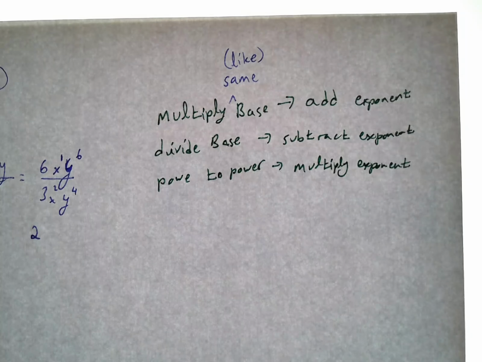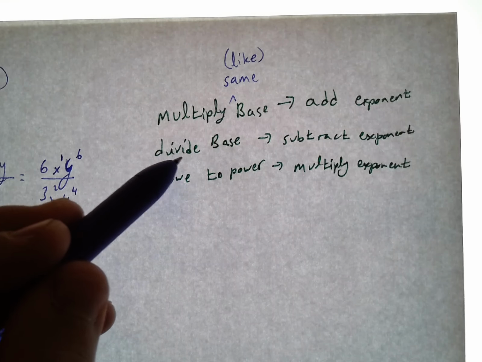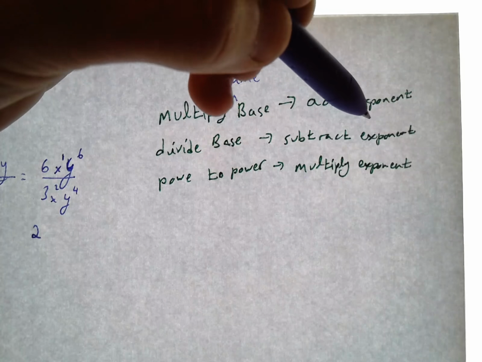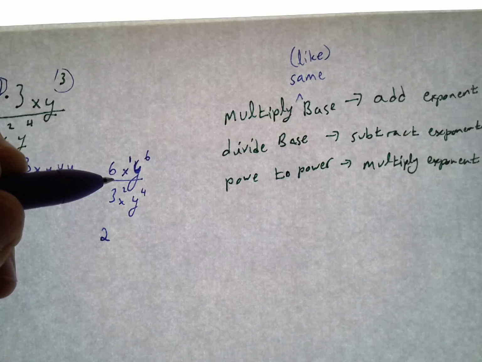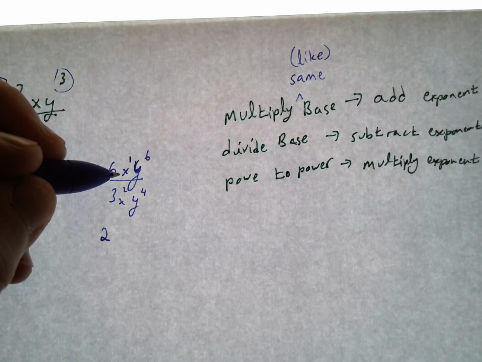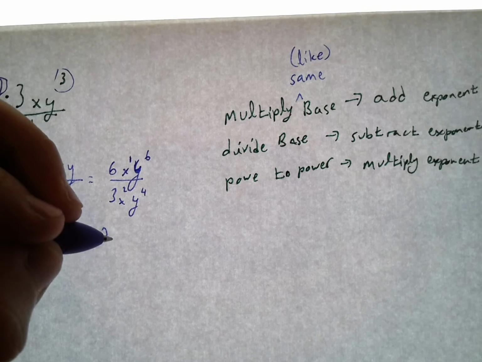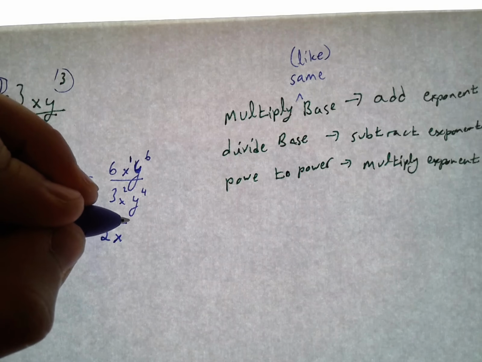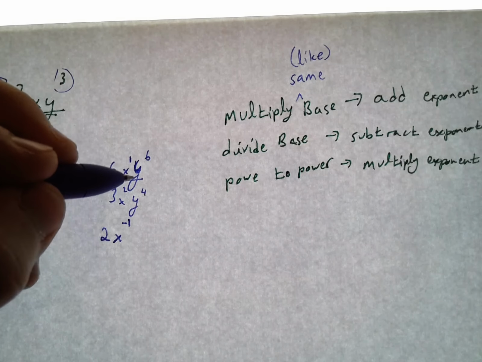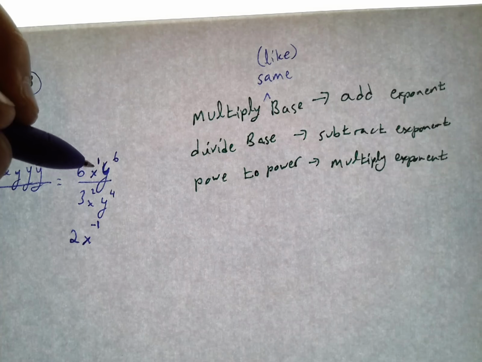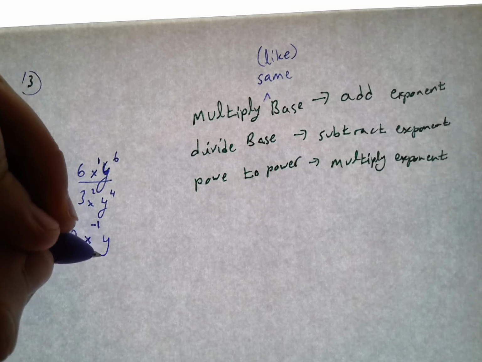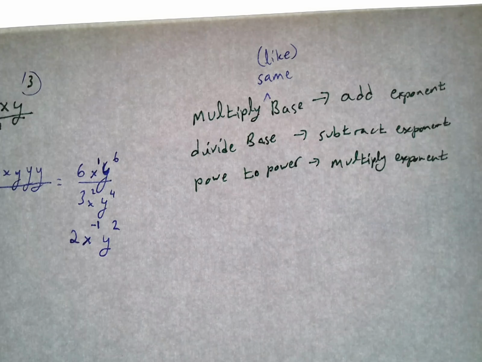And we saw from that as well that if I divide the same base, I can subtract the exponents. So then here, I'm going to say, all right, 6 divided by 3 is 2. X to the first divided by x to the second becomes x to the negative first. And then y to the 6th divided by y to the 4th. Well, I'm dividing these like bases, so I can subtract the exponents. 6 minus 4 gets me y to the second.